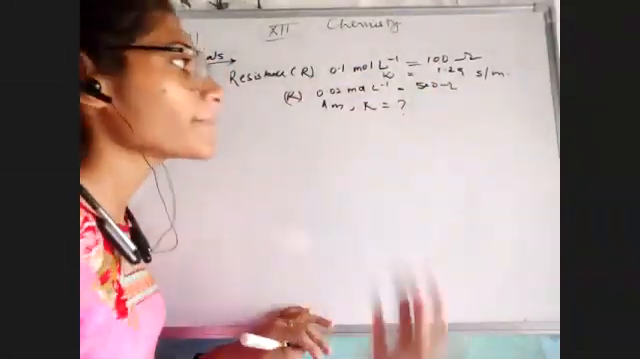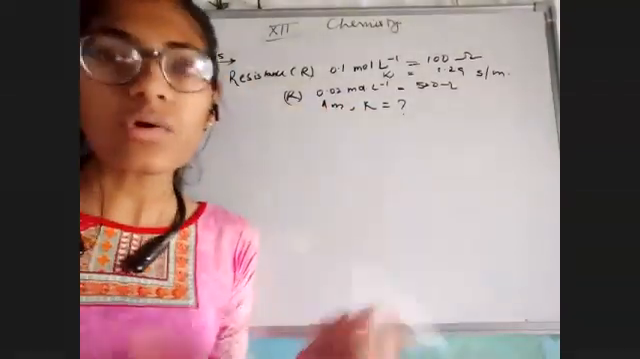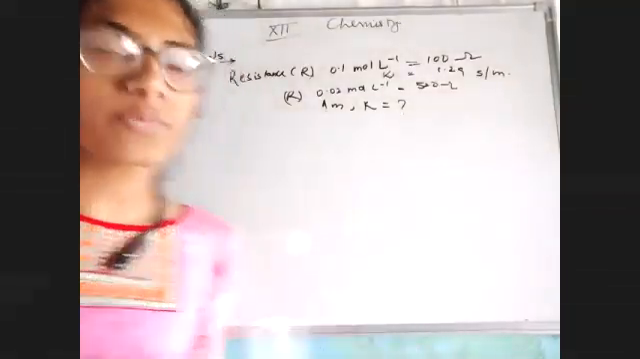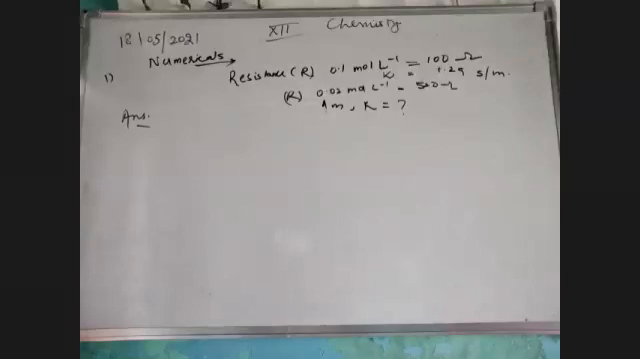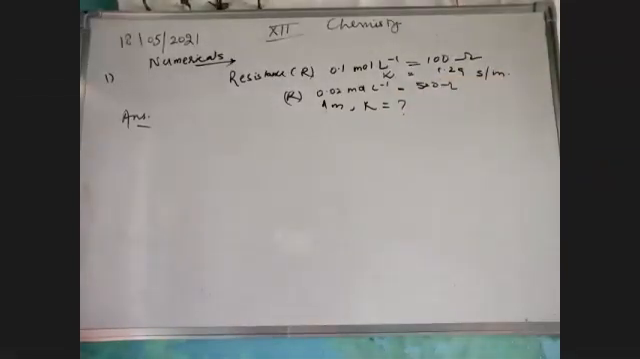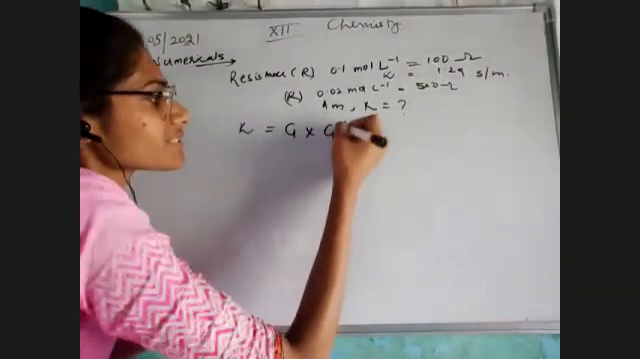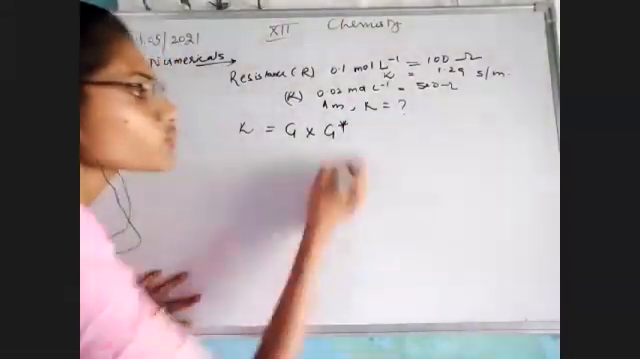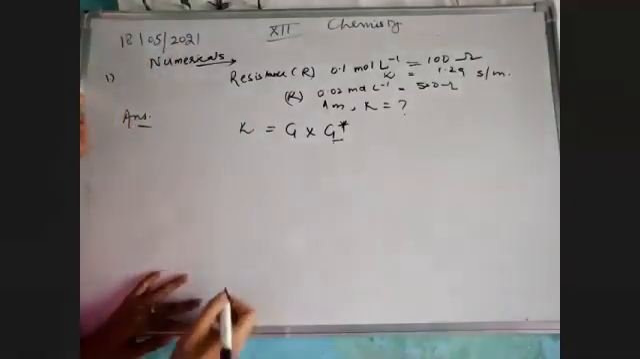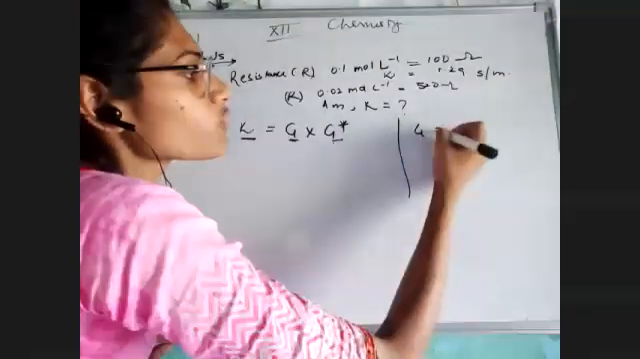So if we calculate the cell constant for this, that would be valid for this also. On the basis of the cell constant, we can easily calculate kappa as well as lambda because we know the mathematical formulas. So let's begin. First of all, let's start with the 0.1 molar solution. We have been provided with kappa as well as the resistance. We know very well that kappa, that is conductivity, equals G into G star. What is G? Conductance. What is G star? Cell constant. And G equals 1 by R.